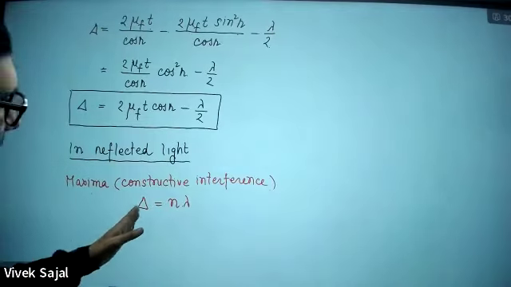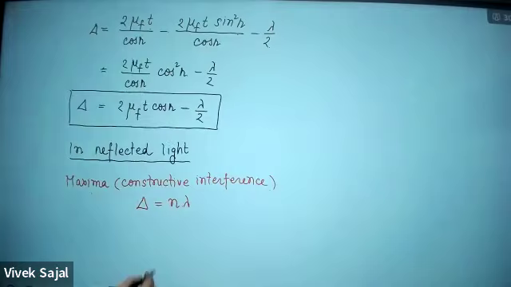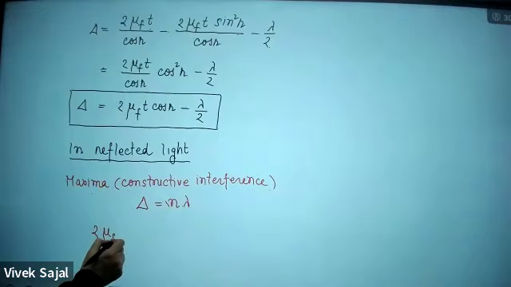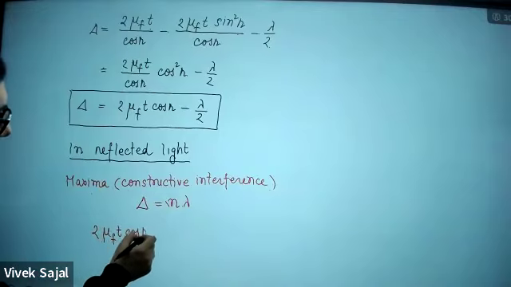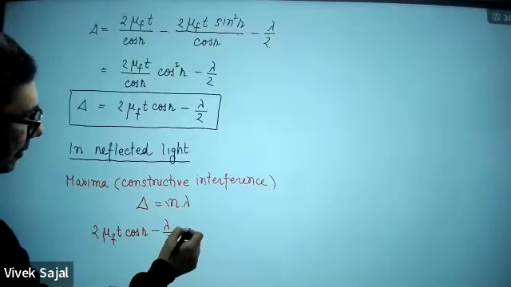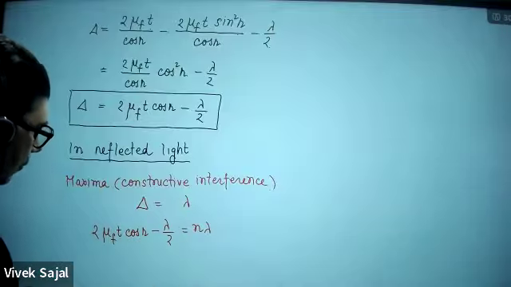So the condition is delta should be equal to n lambda. What will be this? Substitute here. This will be 2 mu ft cos r minus lambda by 2, and this will be equal to n lambda.